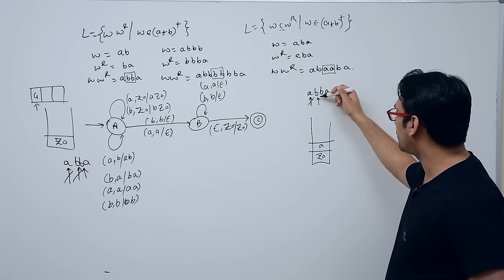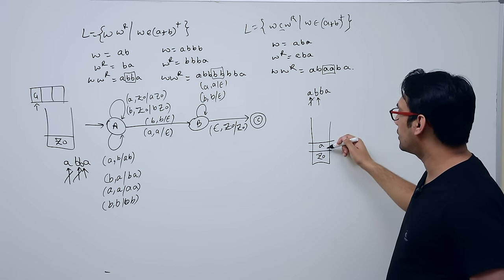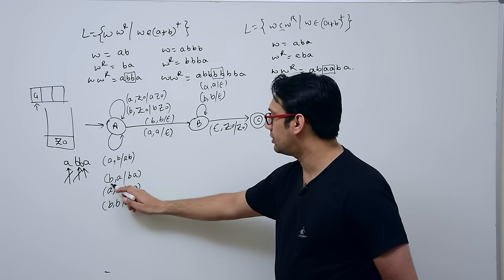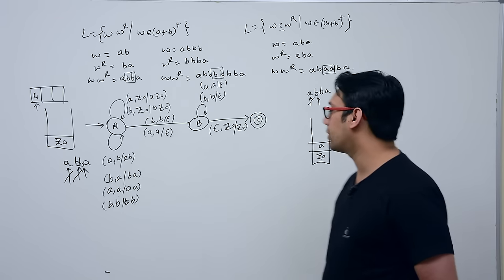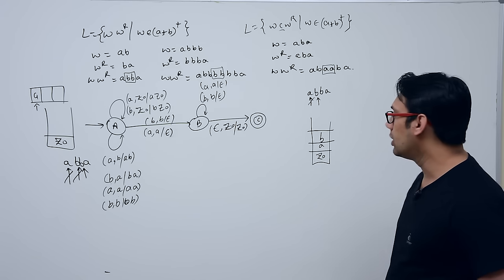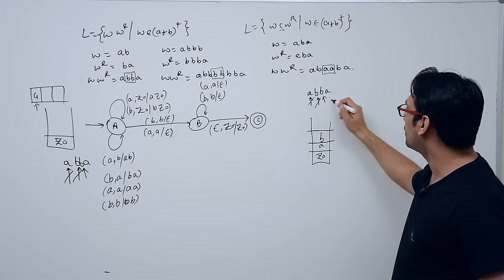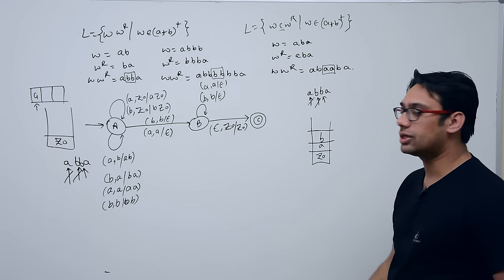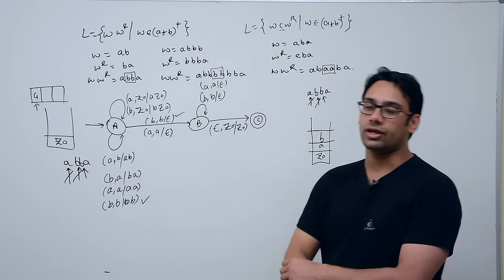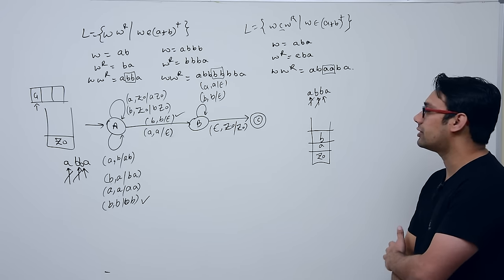After checking the second symbol B, the stack is containing A. Therefore, we are going to push this B onto the stack. After checking the third symbol B, the stack is also containing B. Now there are two transitions. This is the first transition, this is the second transition. Stack is containing B and the symbol is also B.